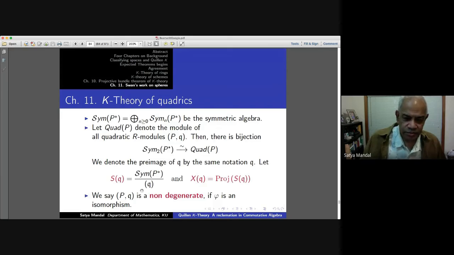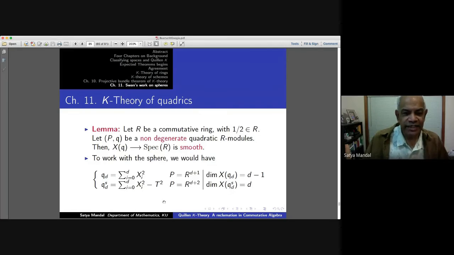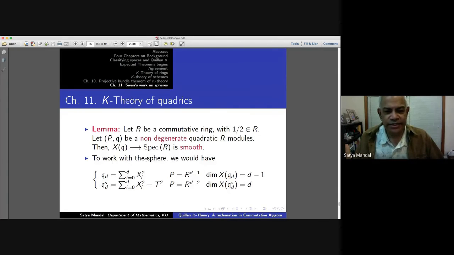So you have a homogeneous ring, and you mod out by the ideal generated by Q, and correspondingly you have Proj of SQ. I say (P, Q) is non-degenerate if that map phi is an isomorphism, and that helps in the sense that the corresponding map from XQ, which is Proj of that ring, to Spec of R is smooth.